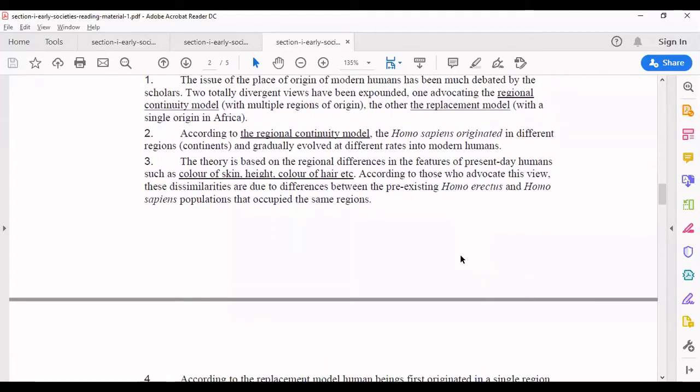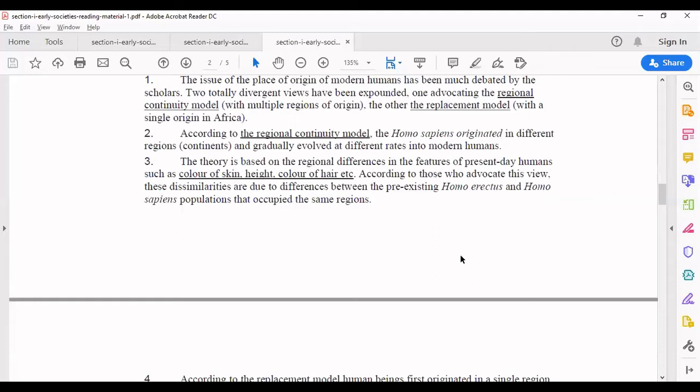And what are the debate arguments? The regional continuity model, that is multiple origins, says that the Homo sapiens originated in different regions and then gradually evolved at different rates into modern humans. This theory is based on regional differences in the features of present day humans. That means present day humans have different features like color of skin, height, color of hair, color of eyes.